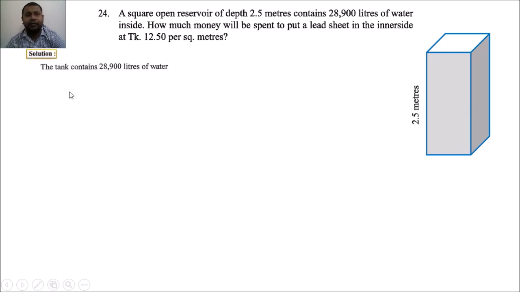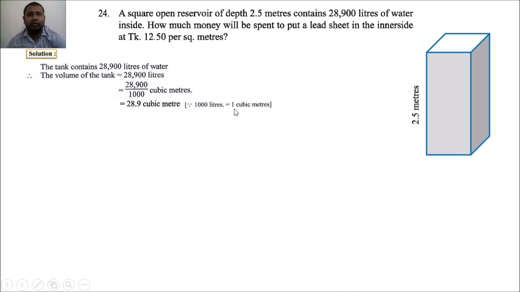So here the tank contains 28,900 liters of water. So the volume of the water tank will be 28,900 liters, that equals 28,900 by 1000 cubic meter. We know that 1000 liters equal 1 cubic meter. So if we divide any liter quantity by 1000, we can get cubic meters. So that is 28.9 cubic meters. The depth of the tank is 2.5 meters.